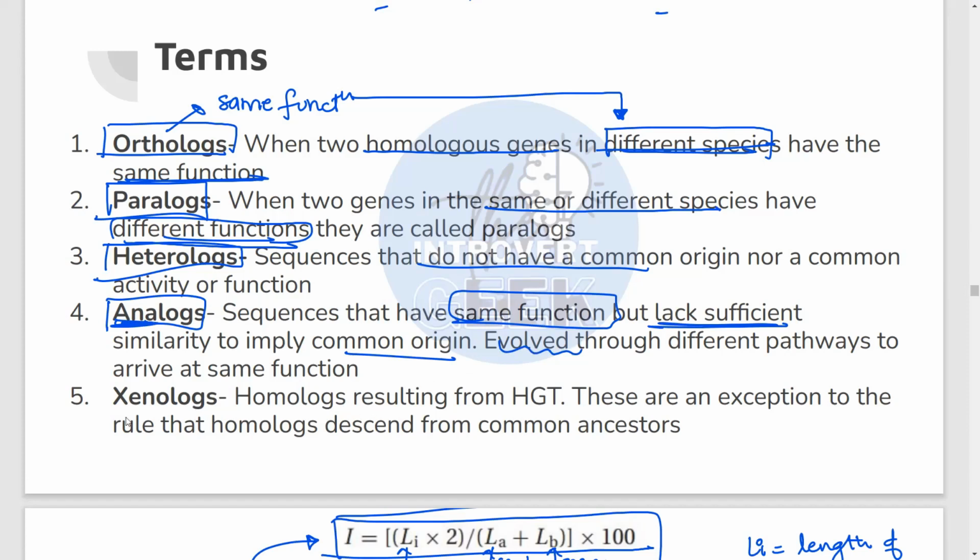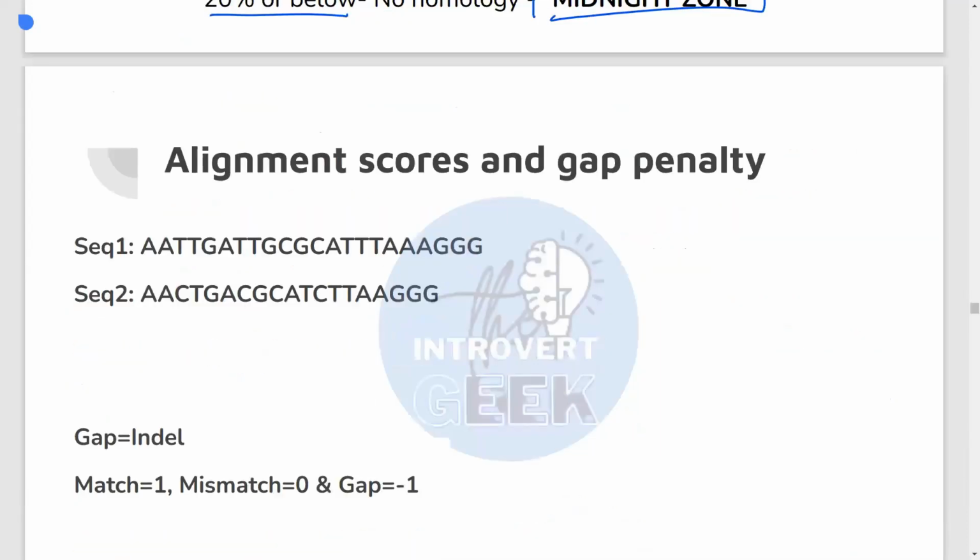Then we have xenologs. So xenologs, unlike the others, actually are an exception to the rule that homologs are from a common ancestor. Many a times the homologs might not have a common ancestor, and that is because the genes are passed via horizontal gene transfer and not in the traditional vertical transfer. We know that many organisms acquire sequences, acquire DNA from related species or from the environment, right? So those homologs which are resulting from HGT, that is, they are homologous but don't have any common ancestor, are called xenologs. Hopefully, you understood this.